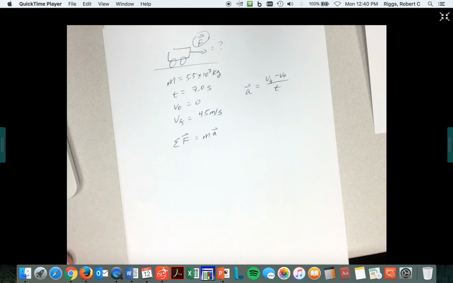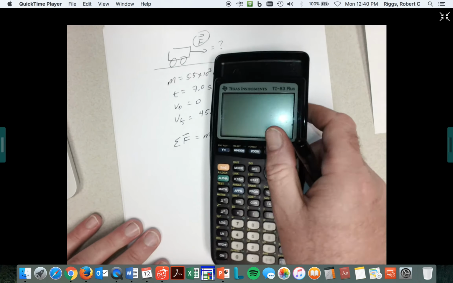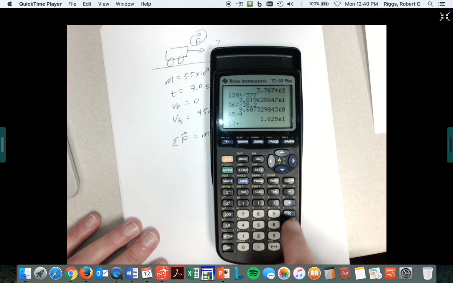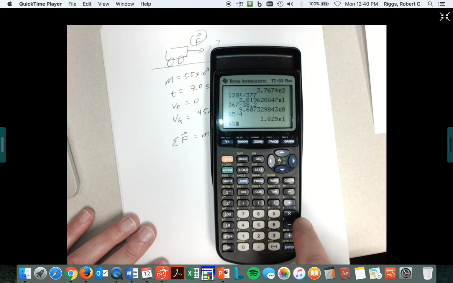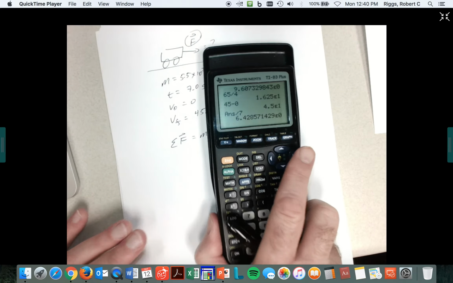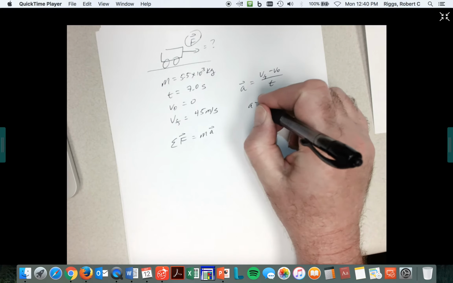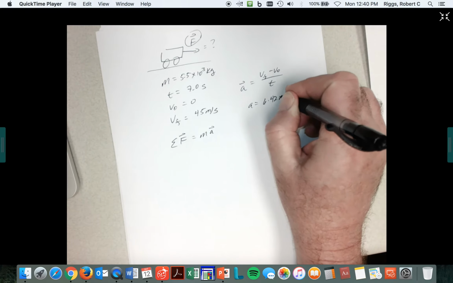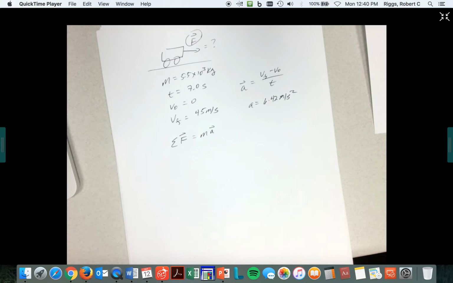I wish they'd have said it's 49 meters per second or 42 meters per second. Then we get a nice acceleration of 6 or 7. But as it is, we don't have that luxury. So we've got to do this. We've got to take 45 minus 0 divided by 7. And that's 6.42 meters per second squared.